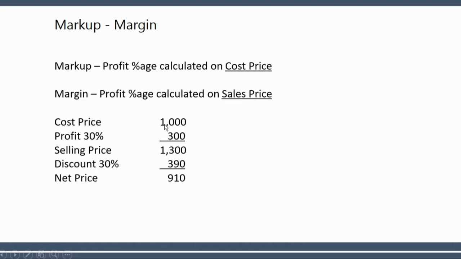And probably your friend would say, you see, you asked me to make 30%, I just took 30% of that. But the confusion is that you were taking 30% of 1,000 and your friend was taking 30% of 1,300. You were talking about markup and he is talking about margin. So 30%, if you take it from 1,300, that is called margin.